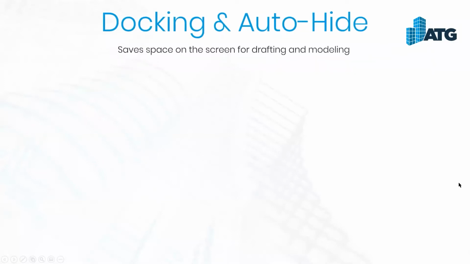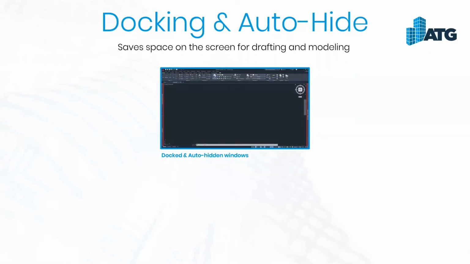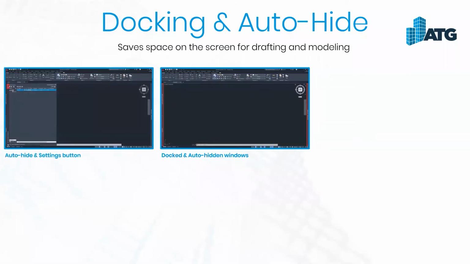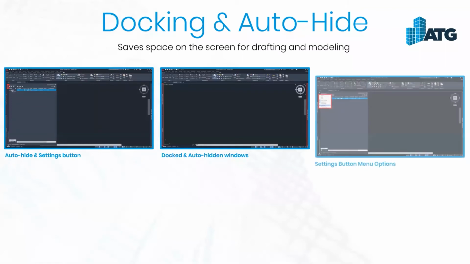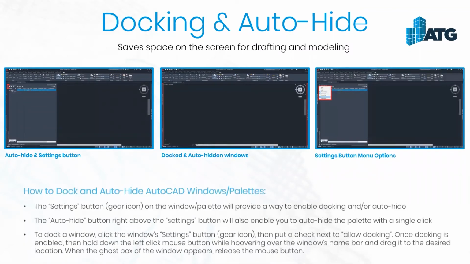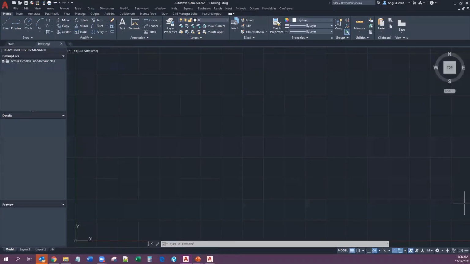I already kind of talked a little bit about docking and auto hide. It just saves space on the screen for drafting and modeling. And you can see examples of various configurations that I have. And this is about how to dock and auto hide. And so I'm going to switch right back over to AutoCAD.